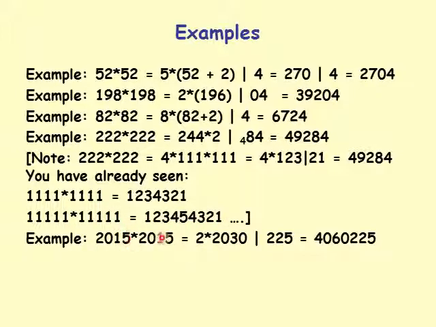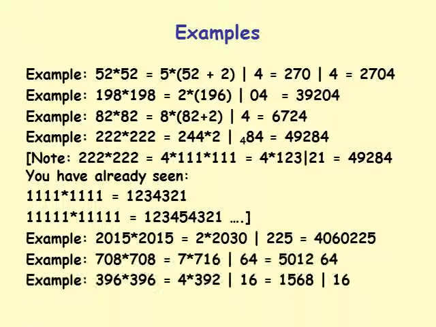Example 2015 times 2015. So 2000 is base plus 15 is deviation. So double the deviation gets me 2030. Proportionality gives me 2 times. And on the right is 225. 3 digits on the right is fine here because base here is 2000. 2000 has 3 zeros, and this 225 needs to fit within those 3 zeros. That's fine. So I get 4060, 225. 2015 times 2015 is 4060225.